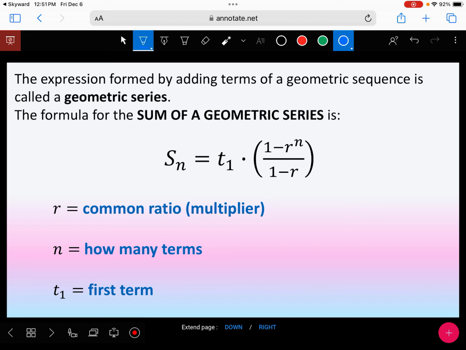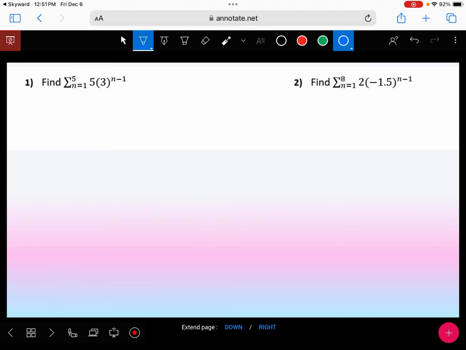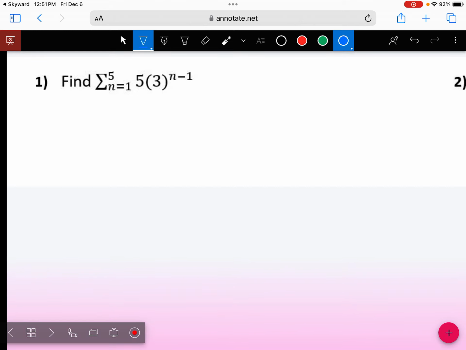Of information, okay? The first thing you need to know is the first term, which can change, but we'll talk about that a little bit later. But we need to know the first term, we need to know the common ratio, and we need to know how many numbers we're adding up, okay? So let's look at this, looking at numbers 1 and 2.